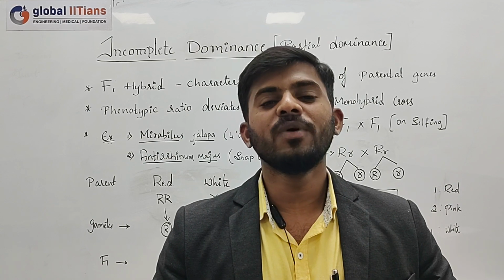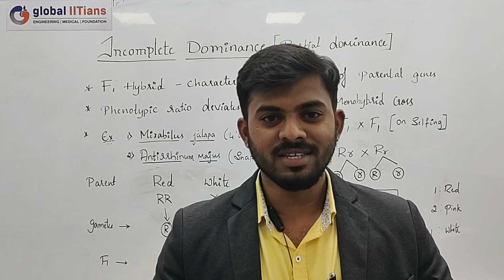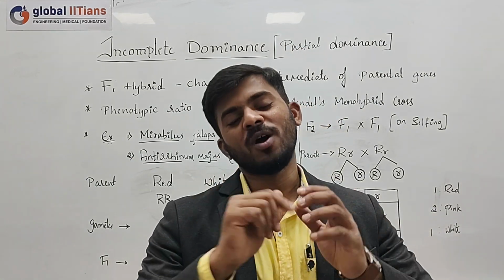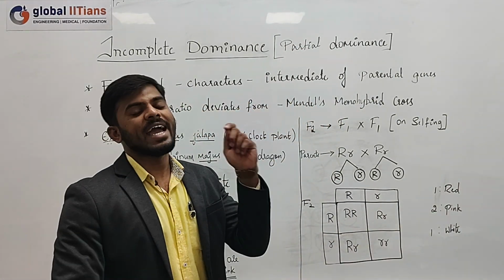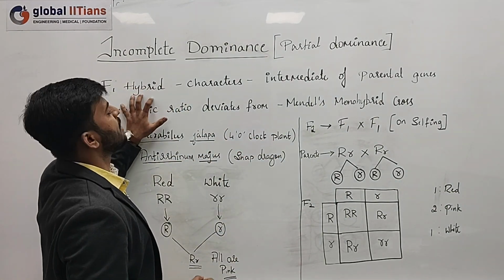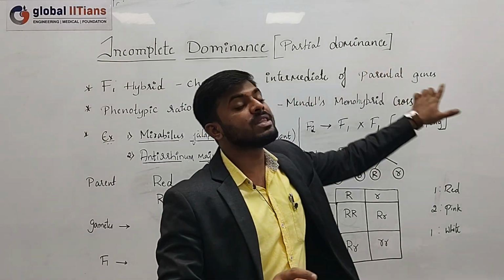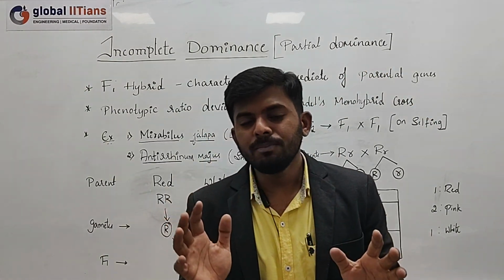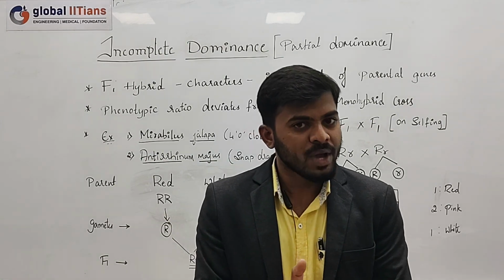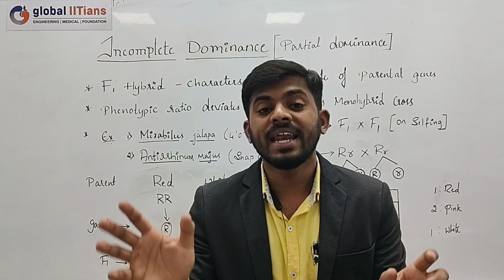In this video, we're going to talk about a very important concept, incomplete dominance. Now let us understand what is incomplete dominance. Incomplete dominance is a phenomenon in which the F1 hybrid characters will be an intermediate of the parental gene. So very simple, whatever the F1 hybrid characters we are getting here, it will be intermediate to that of the parental gene.